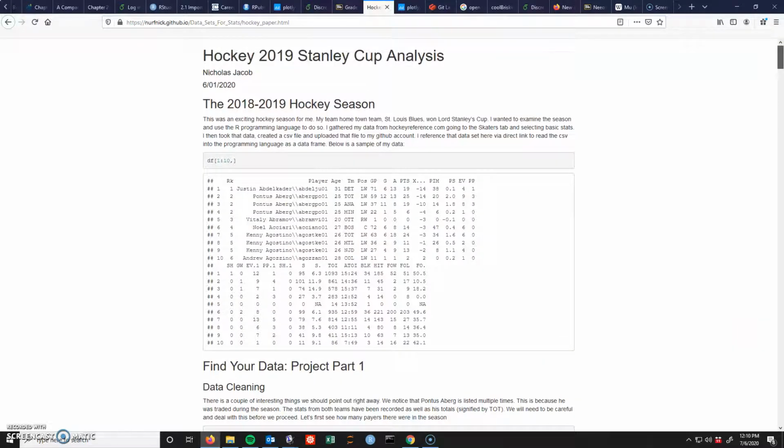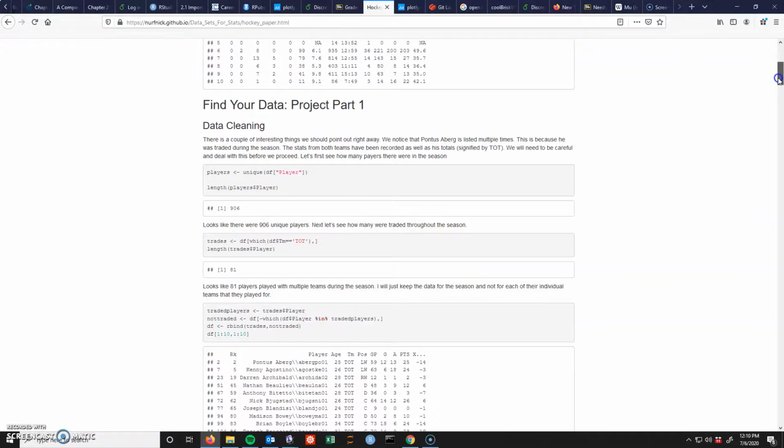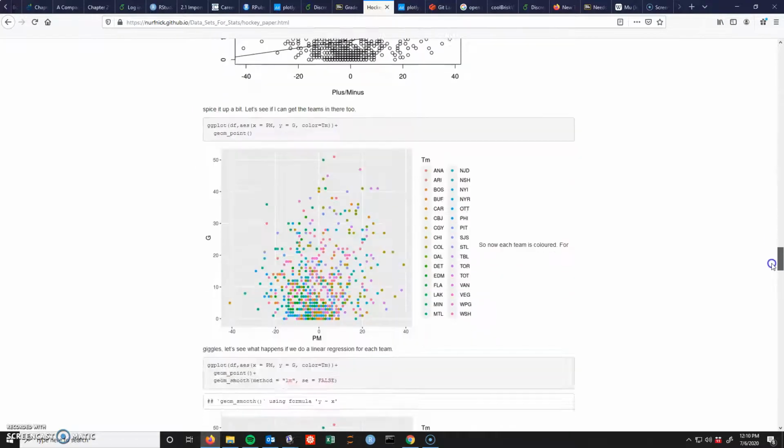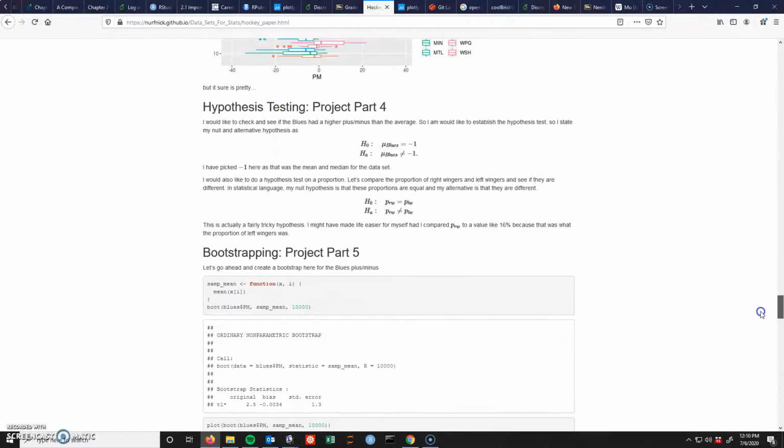Okay, so anyway, this is my paper, right? So 2019 Stanley Cup analysis. I'm down here in project part 4, project part 5, right after my hypothesis test. You didn't do your hypothesis test, clean it up. Correctly, clean it up. I want to talk through this comparing of the two proportions, though.